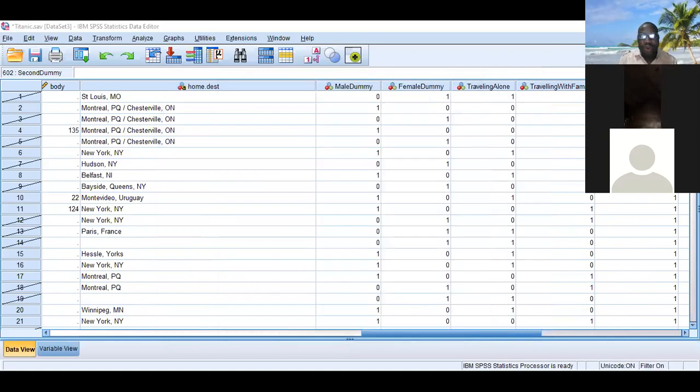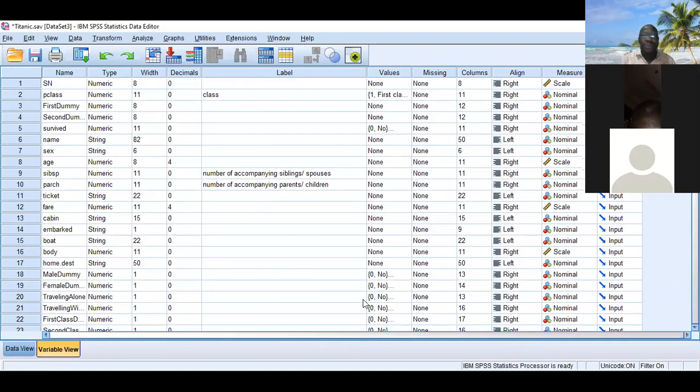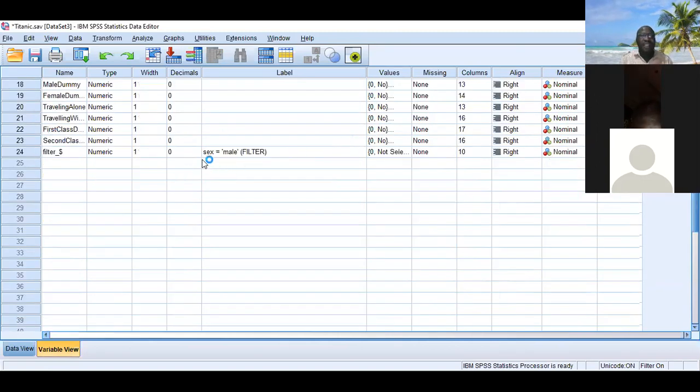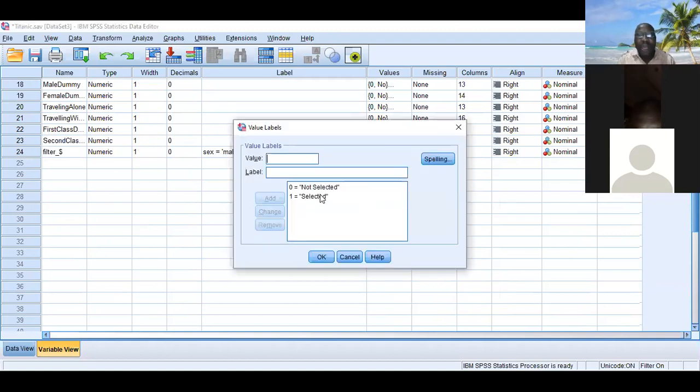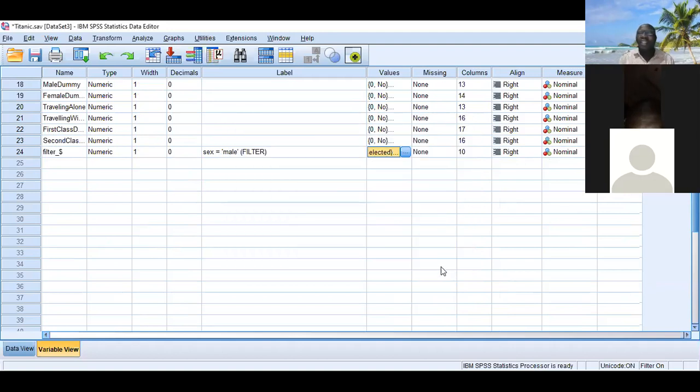So you can now go to the data editor window. Can you see that it has cancelled out female? It selected male. If you go to your data editor, you see the filter. Can you see the filter says male? That was how I created it. I just changed the name because it was already set as male 1, female 0. Very fast.